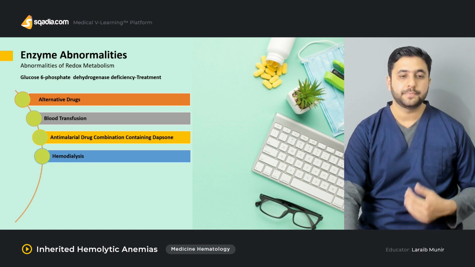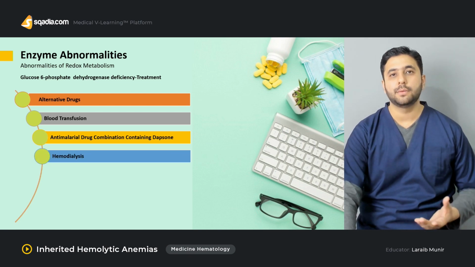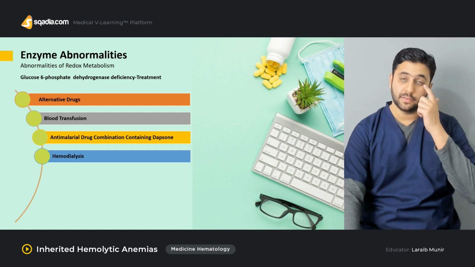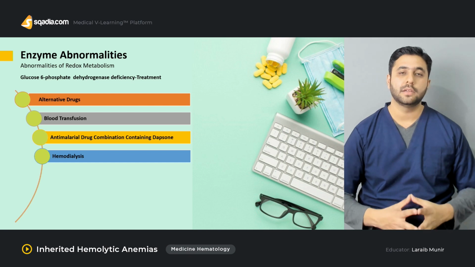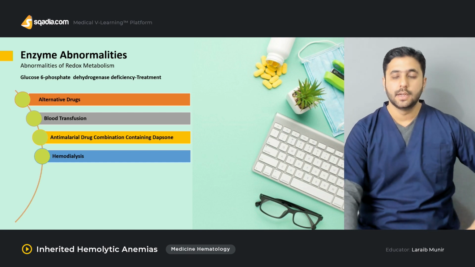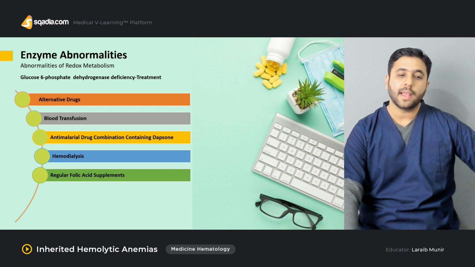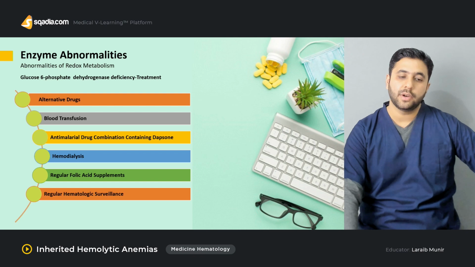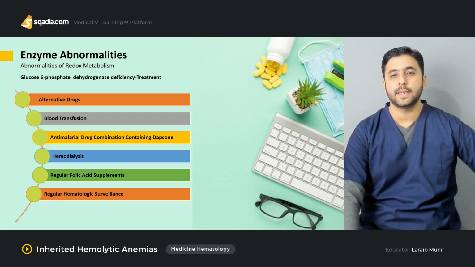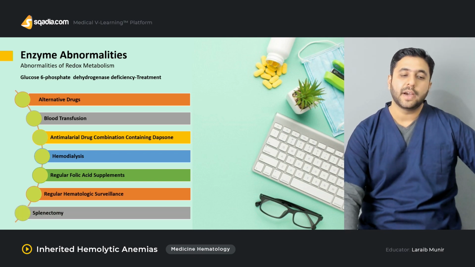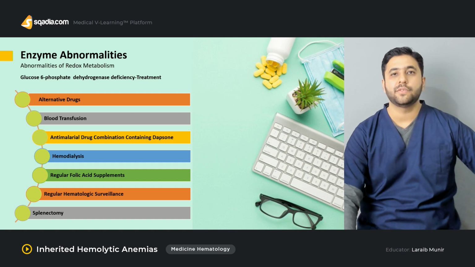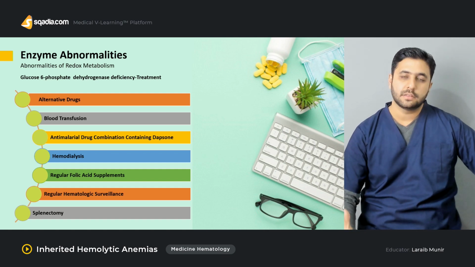Use alternative drugs in someone who has developed a kidney problem or renal failure, because renal failure is one of the more common causes of death in these adult patients. Hemodialysis can be employed to counteract that renal failure. Regular folic acid supplementation helps avoid the development of anemia. Regular hematologic surveillance is very important to look for the extent of the anemia and what the precipitating factors are.